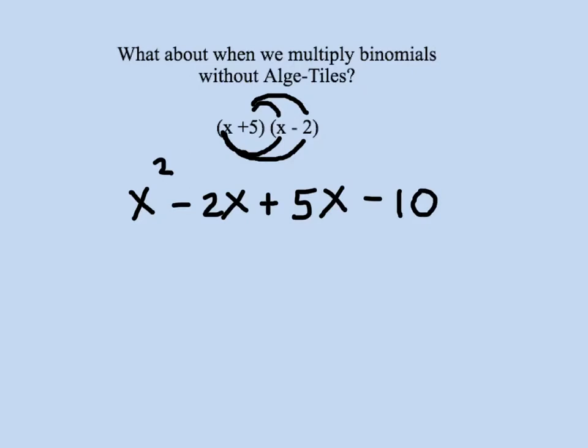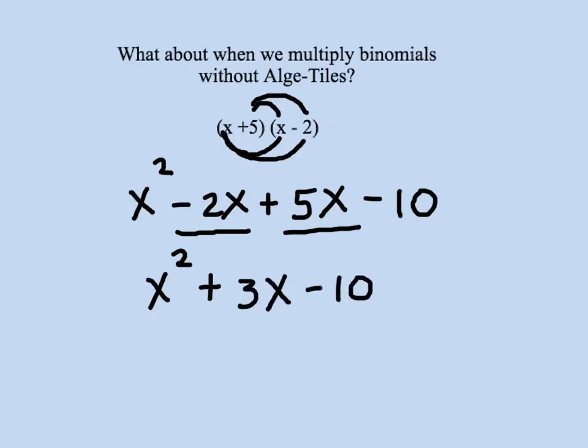Take a quick look at this expression. Did you notice that two of the terms in this expression can be combined because they're like? The negative 2x and the 5x are like terms. They have the same literal coefficient. So x squared, negative 2 and positive 5, positive 3x, subtract 10. So we can say that x plus 5 multiplied by x subtract 2 is equal to x squared plus 3x subtract 10.